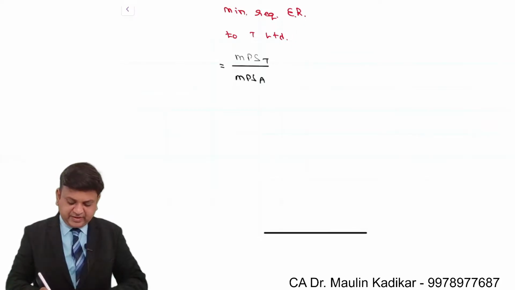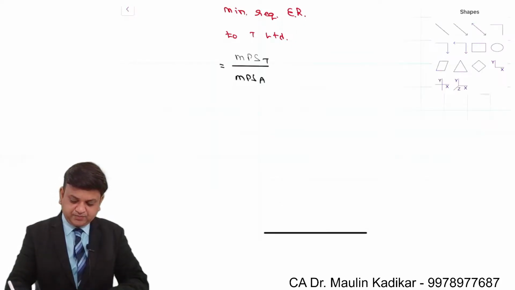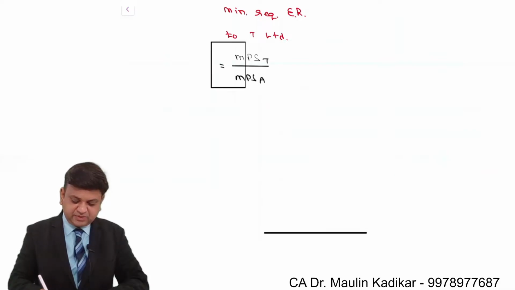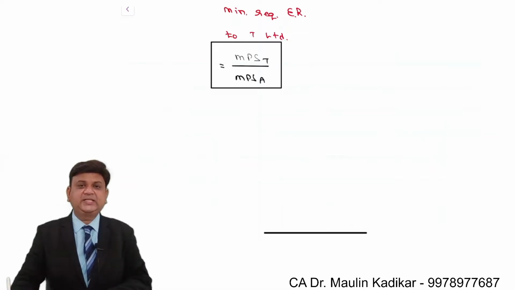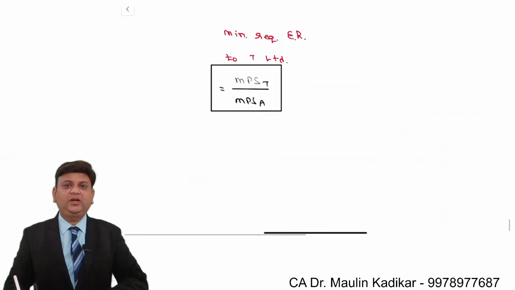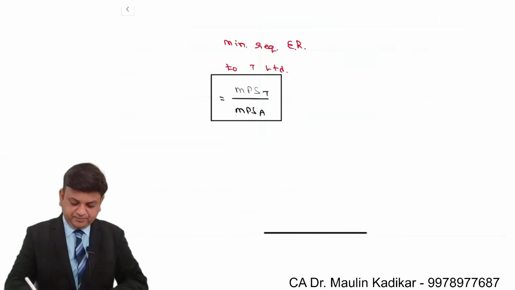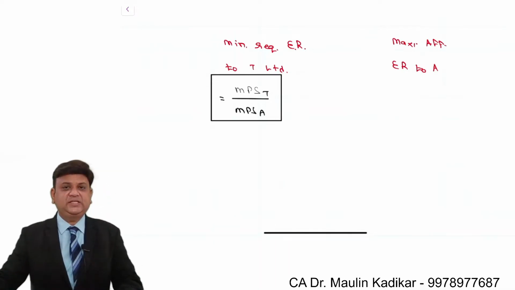For the purpose of finding the break-even exchange ratio, you can apply this formula subject to the condition one, that there is break-even calculation, and the second is that there is no gain or benefit due to merger. My next question to all of you is, what is the maximum affordable exchange ratio to A Limited? Please write answer in the chat box.